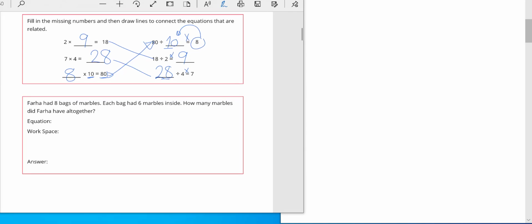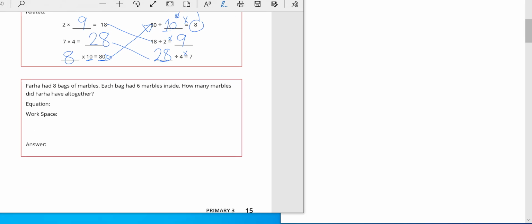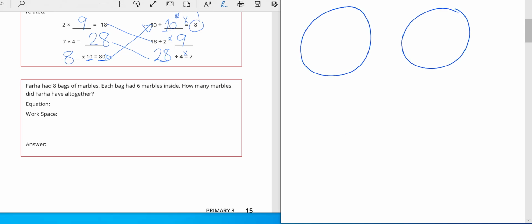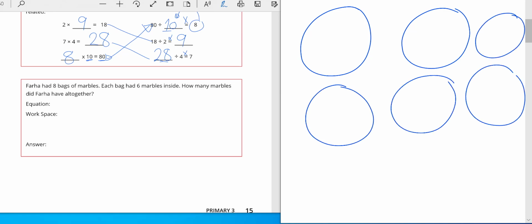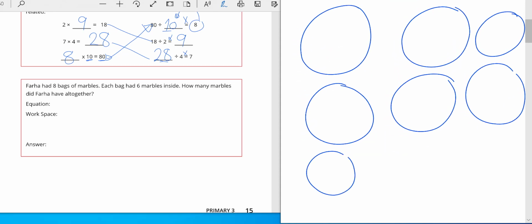The next exercise. Farha had 8 bags of marbles. Each bag had 6 marbles inside. How many marbles did Farha have altogether? Okay, we can draw this example. So we can draw 8 bags: 1, 2, 3, 4, 5, 6, 7, and 8. Each bag has 6 marbles, so 6 in each.